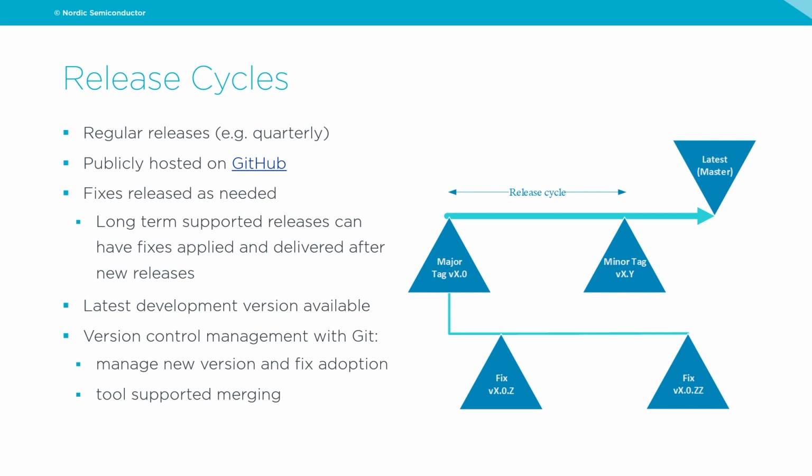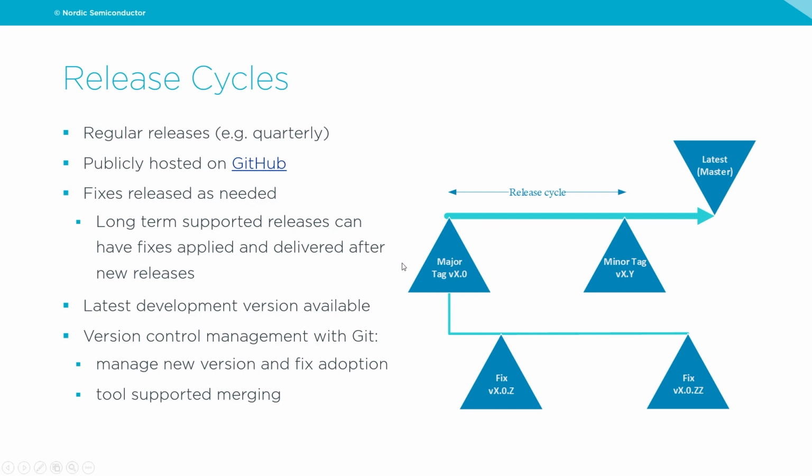Moving on to release cycles. So the release cycles are roughly on a quarterly basis. It is publicly hosted on GitHub, so you can click on the link. I'll include the PDF. You can click on the link to find where it is hosted. The fixes are released as needed. So long-term supported releases can have fixes applied and delivered after new releases. That's what you can see on this diagram here.